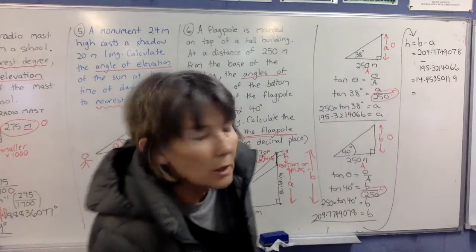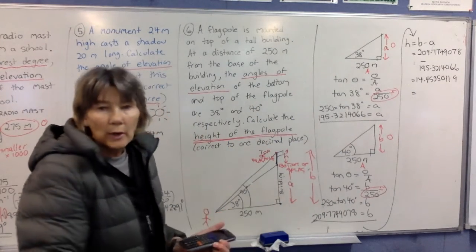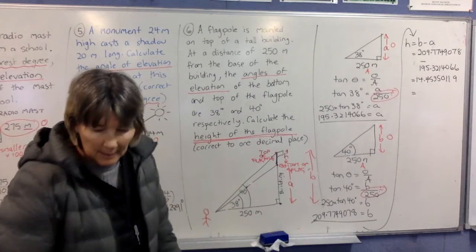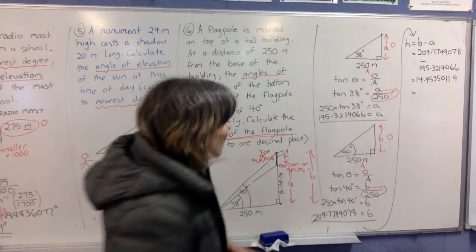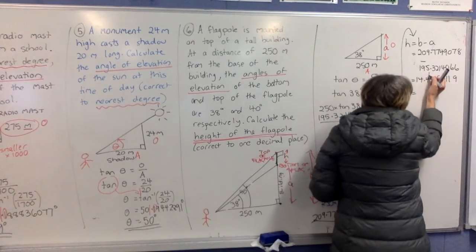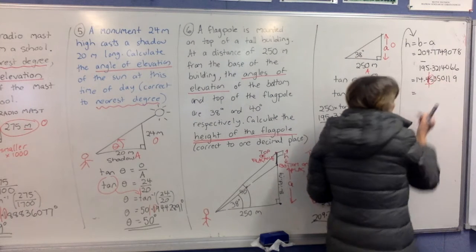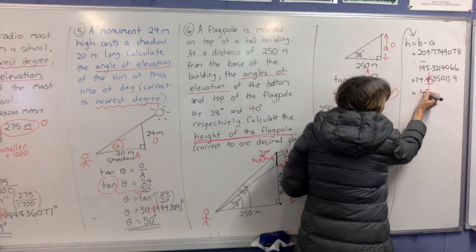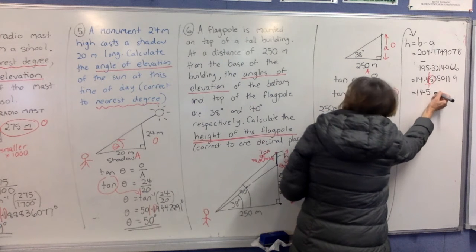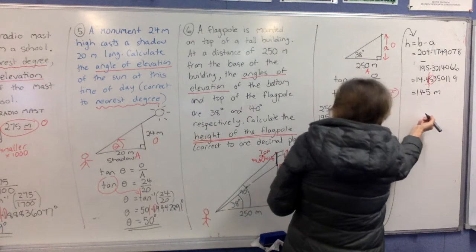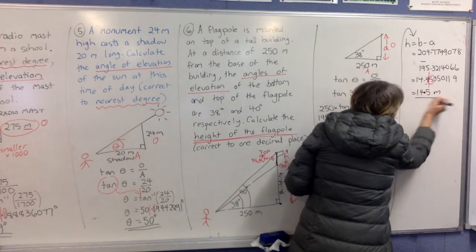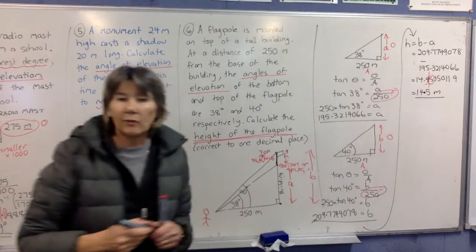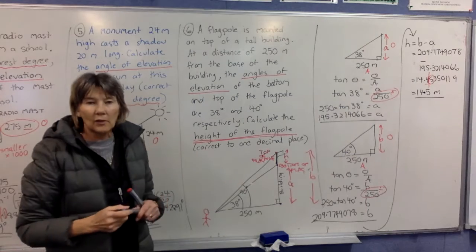And once you've got to your answer, then you can do your rounding. So they want 1 decimal place. So now we're going to do our rounding to 1 decimal place. That's a 5, so the one before it goes up by 1. And it's in metres. So the answer for your height is 14.5 metres for the flagpole.